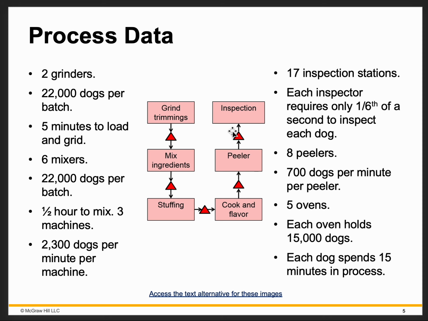Once they are done, they're put on a tray, put into packages, and finally you have inspection. Each inspector requires 1/6 of a second to inspect each hot dog. So basically they just eyeball it, and they eyeball multiple hot dogs at once. And you have 17 such inspection stations. This is the kind of data that you get.